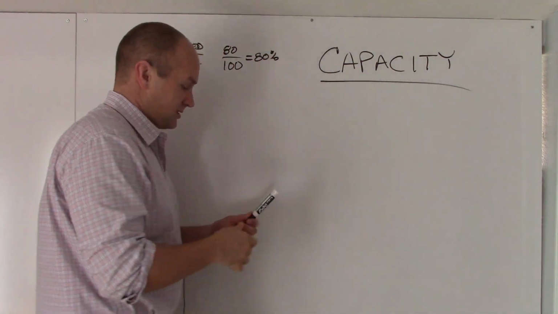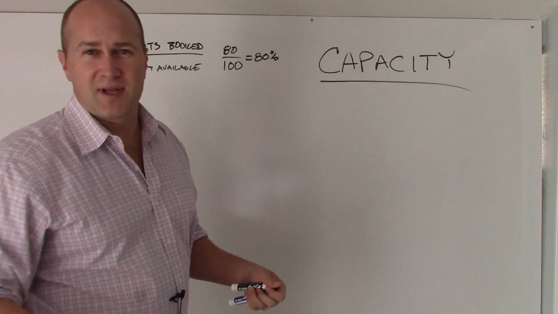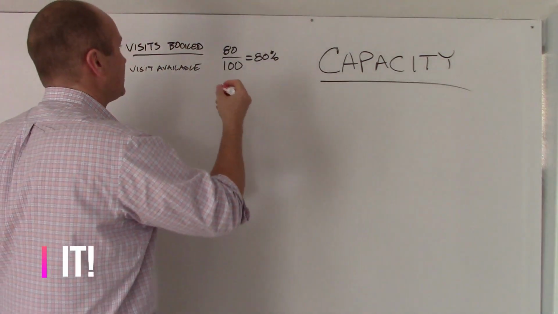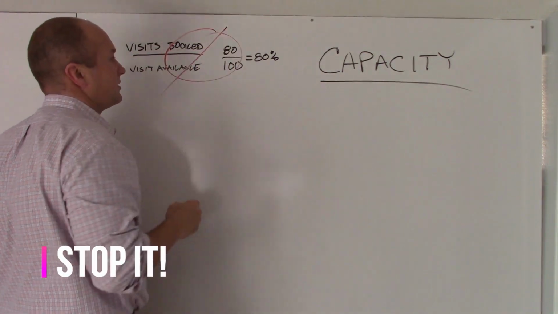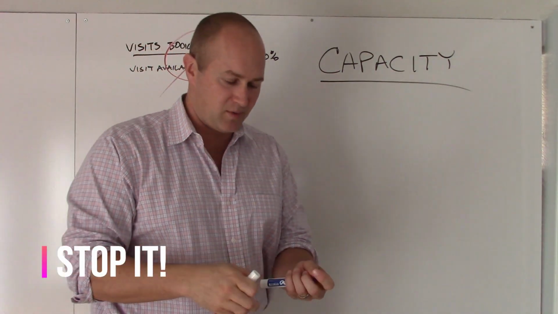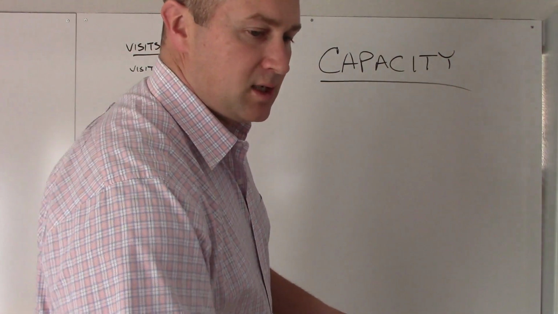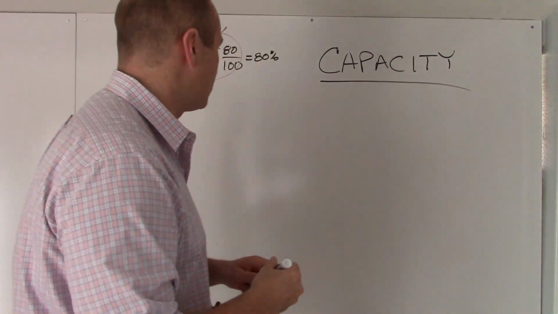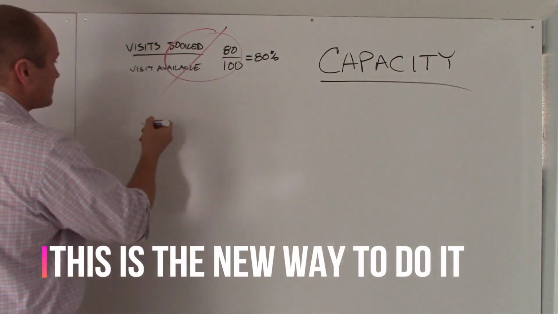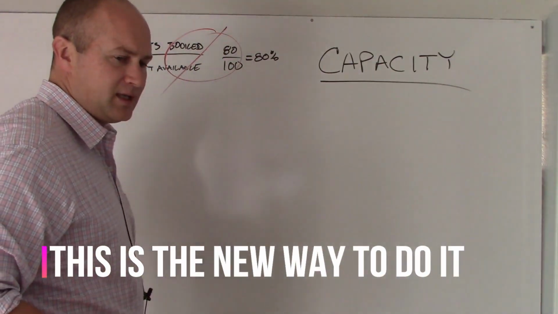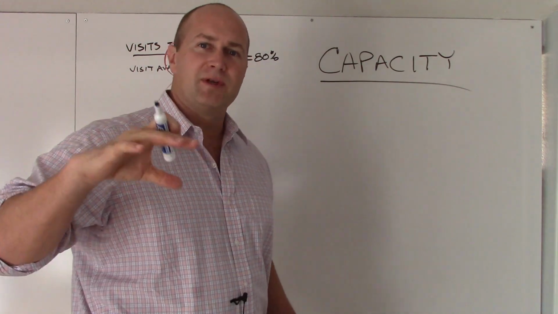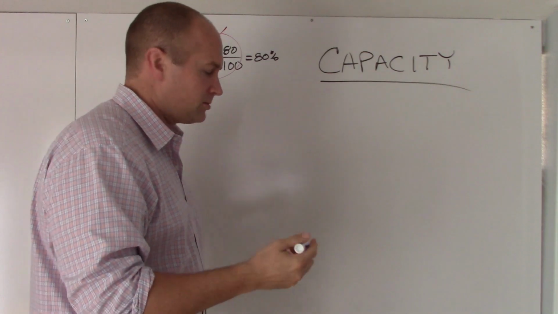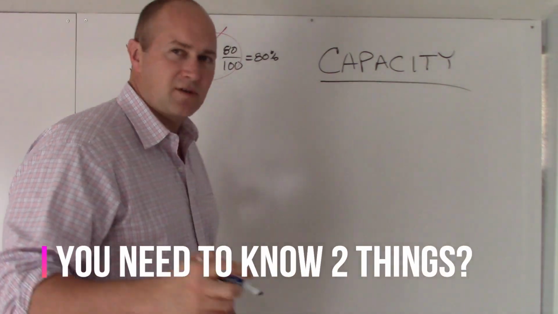That's 80%. Okay, this is how I used to do things, and it worked for a period of time, but that's actually the wrong way to do that. Don't do that anymore. That's not the correct way to actually calculate your capacity. This is how you should do it, okay? You have to have revenue included in your capacity, so you have to ask yourself two questions.